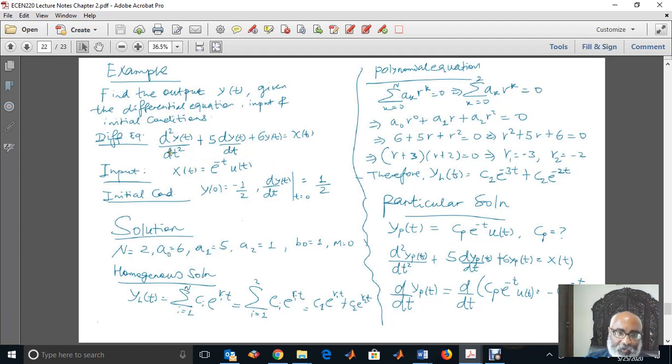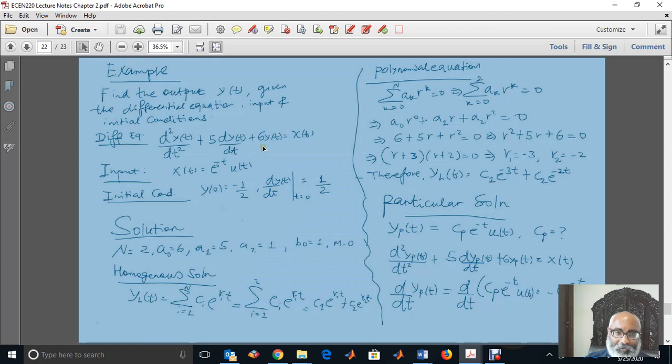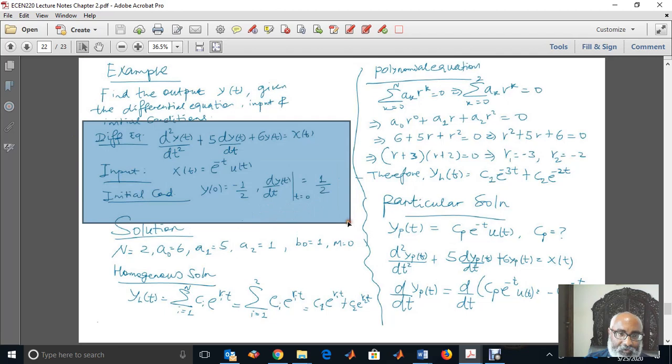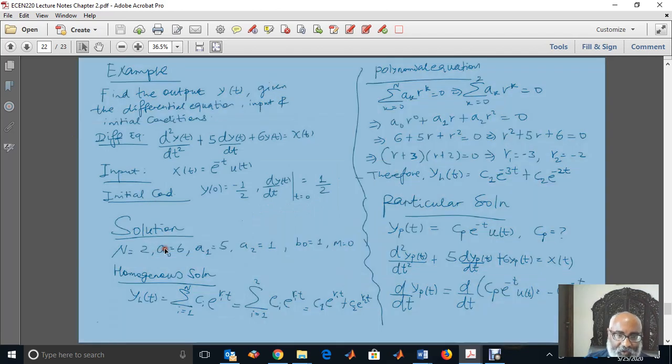Okay, so already I have here those constant numbers. So the input is x of t equals e to the power of minus 2t. Because what's the order? This is second order, so I will have two initial conditions: y at 0 is minus half, the derivative of y at 0 is half. Basically these three things should be given to solve the differential equation. So find the output y of t.